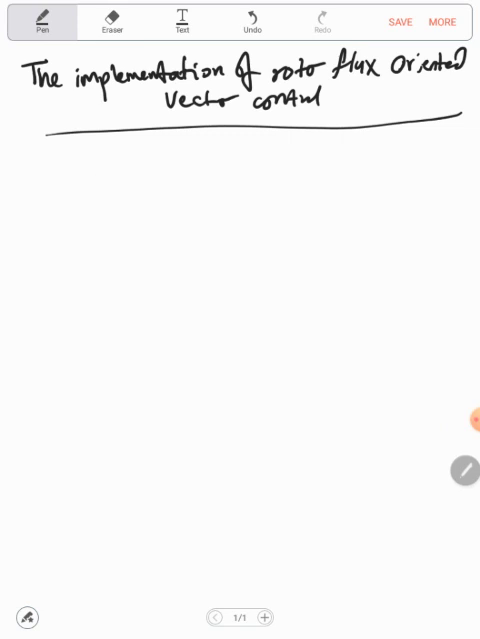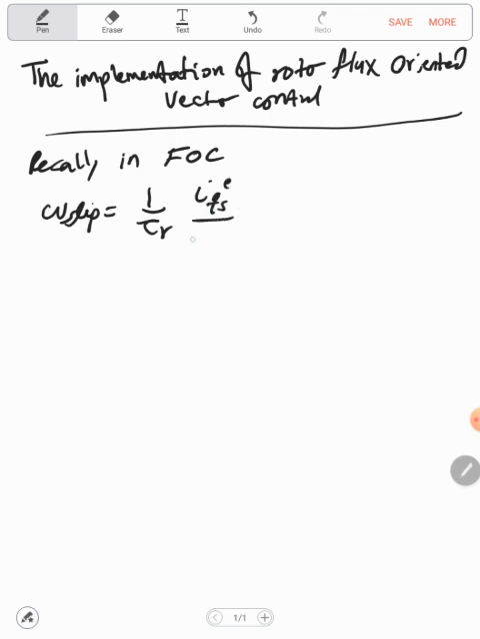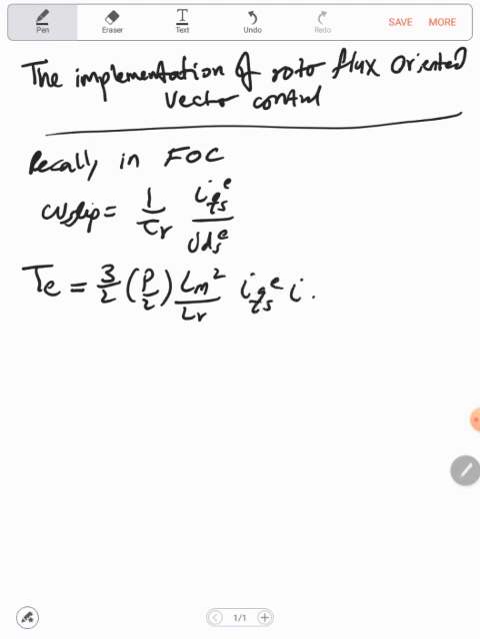Now, if we need to implement the vector control, we need a method to calculate the reference current in the QD axis, because if we recall, in flux oriented control we found that omega slip is equal to 1 over tau r IQ SE over ID SE, and we found that the torque TE is equal to 3 over 2 P over 2 Lm square over LR IQ SE ID SE.